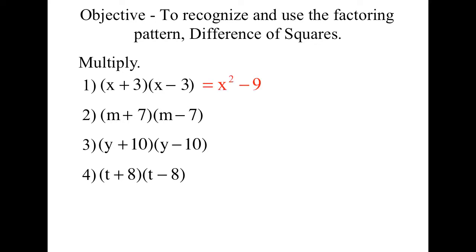If you forget how to do this, go back to chapter 5, I believe it's section 5.10, and watch the video there. So number 2, when we shortcut it, it will be m squared minus 49. Square the first term, square the second term, and we actually eliminate the two middle terms. Number 3: y times y is y squared, positive 10 times negative 10 is negative 100. And number 4 is t squared minus 64.